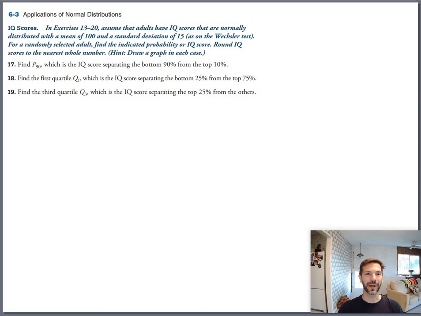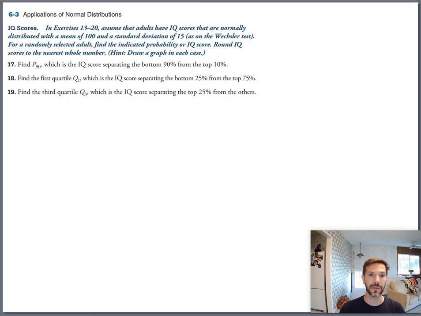Okay, we had a question about drawing the graph for number 17 and 19 on 6-3. I'm going to do a little bit more than just drawing the graph, just for everybody else that's watching this video too. So the basic idea here is we've got normally distributed data.